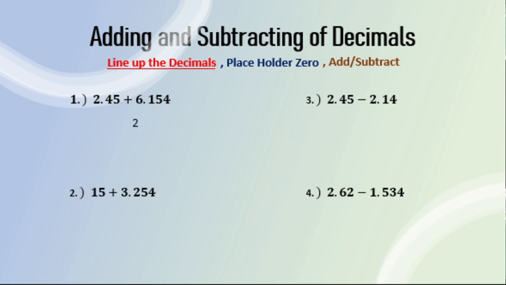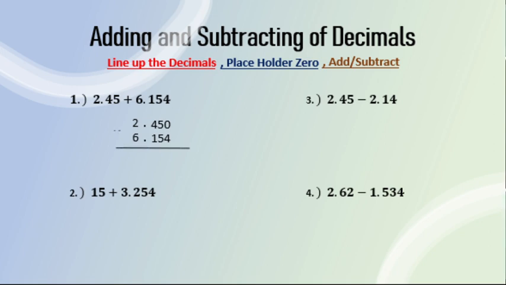We have 2 and 45 hundredths, 6 and 154 thousandths. As you see, the decimals and the decimal points are lined up. If you notice, there is a vacant space above digit 4. Since 0 is a placeholder, let us write or put 0 above digit 4. Now, we can add or subtract.